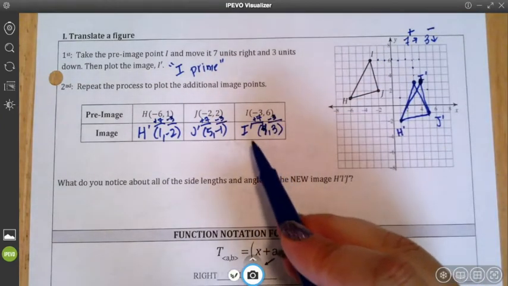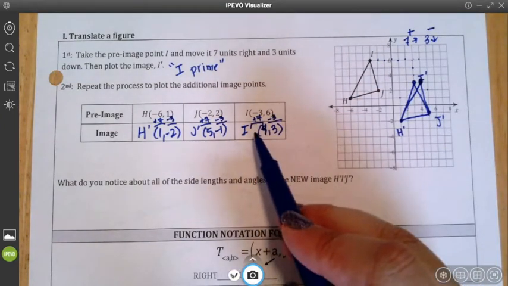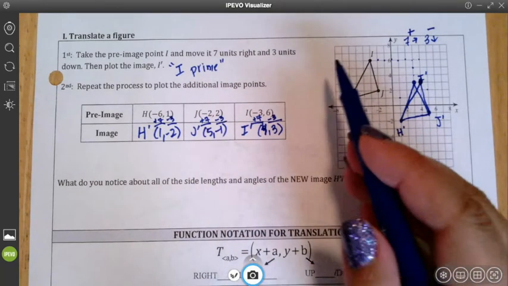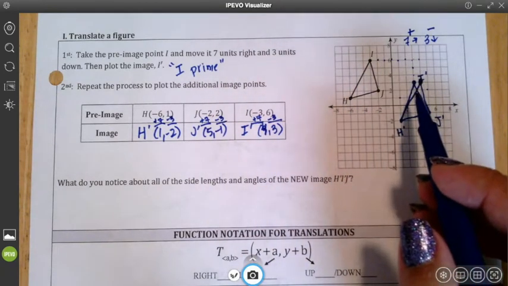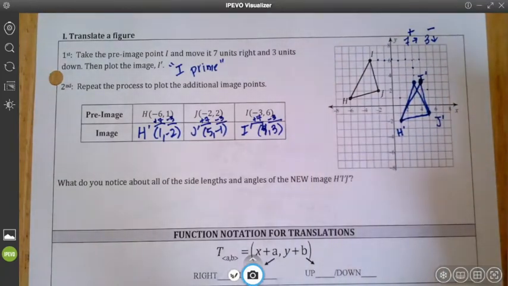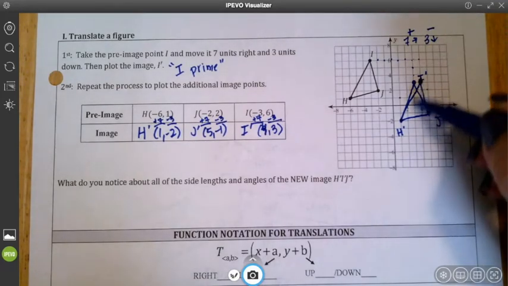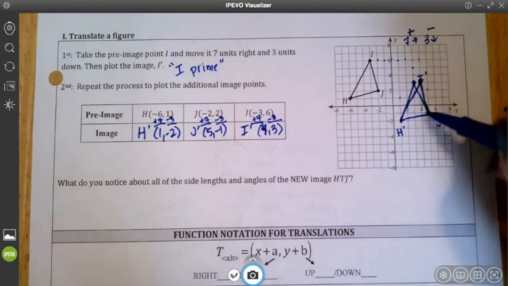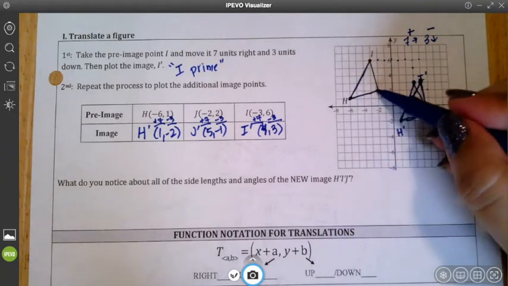And so you can either compute it algebraically and plot the new points, or you can move things geometrically to find the new points. There's 2 different ways to find those. So what do we notice about all of the side lengths and angles of our new image? So this new triangle here compared to our original triangle.